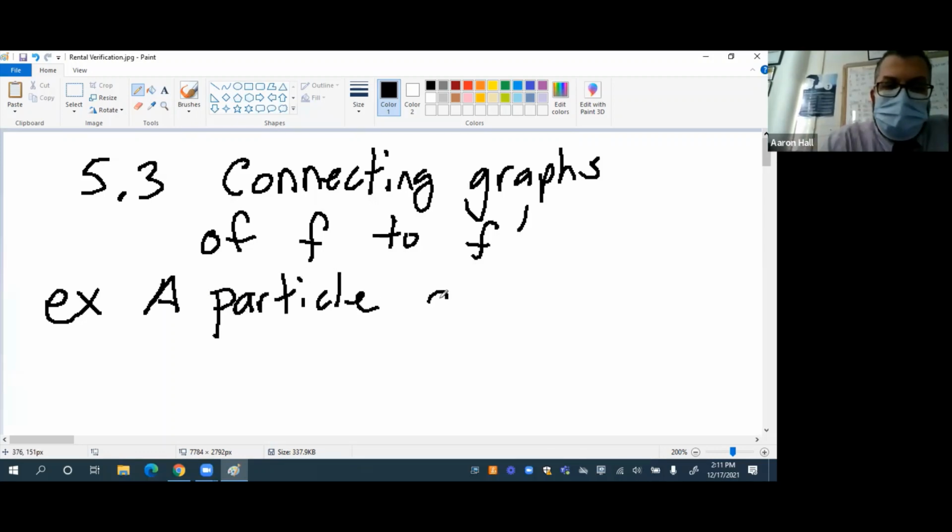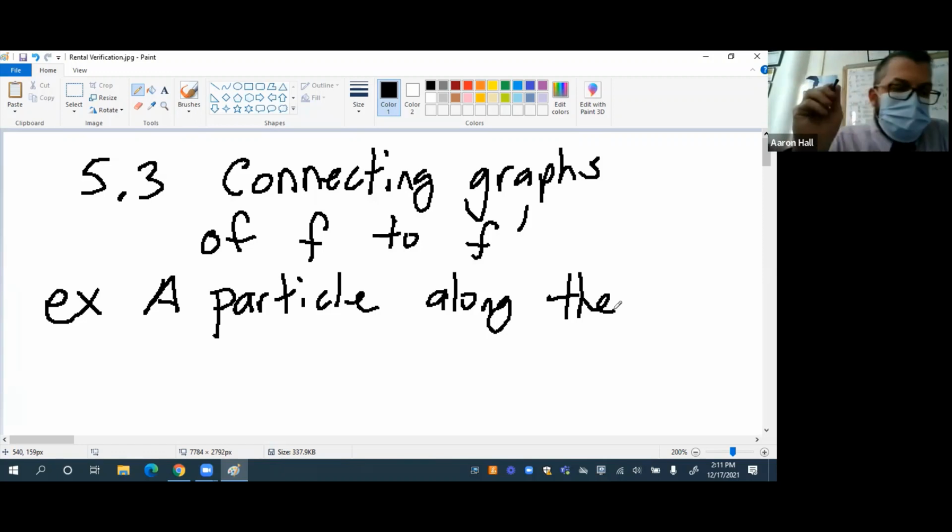So a particle along the x-axis. Oh, this feels like kinematics. In fact, most of today is physics. If you like physics, that's going to make today a sweet day. And if you don't like physics, well, maybe not then.